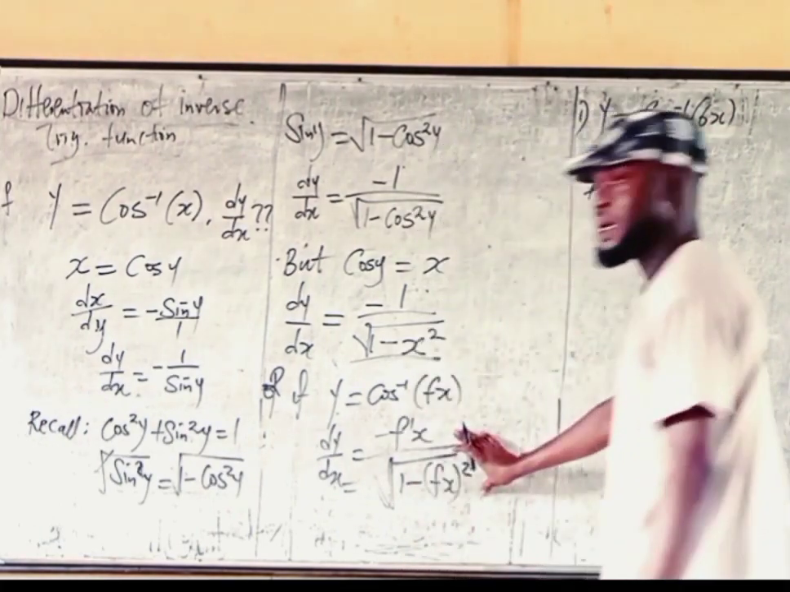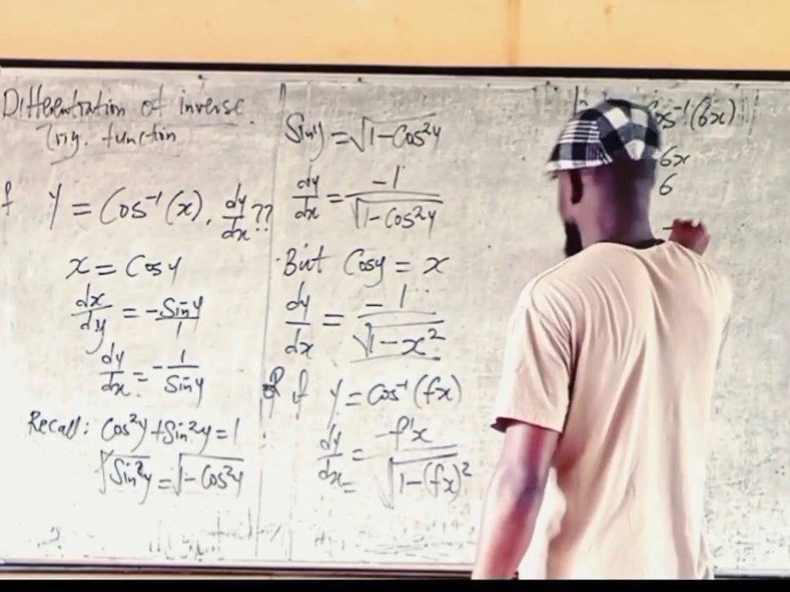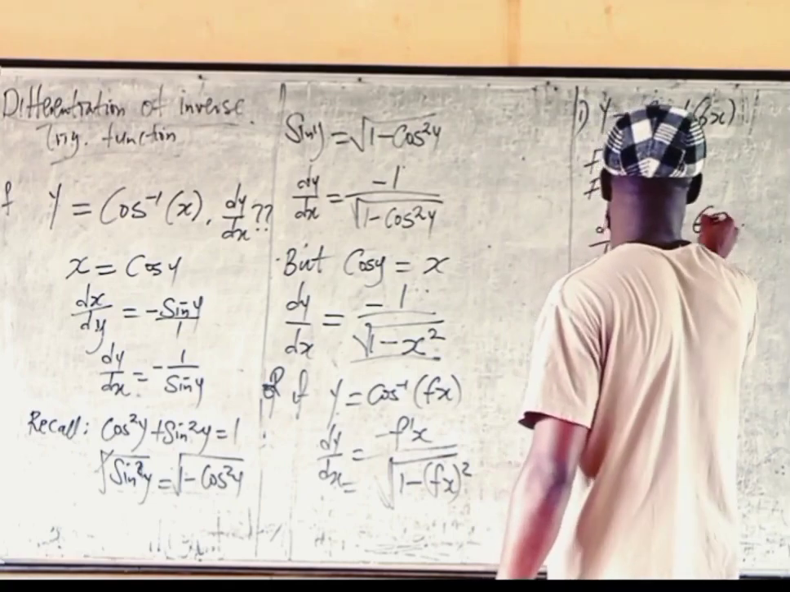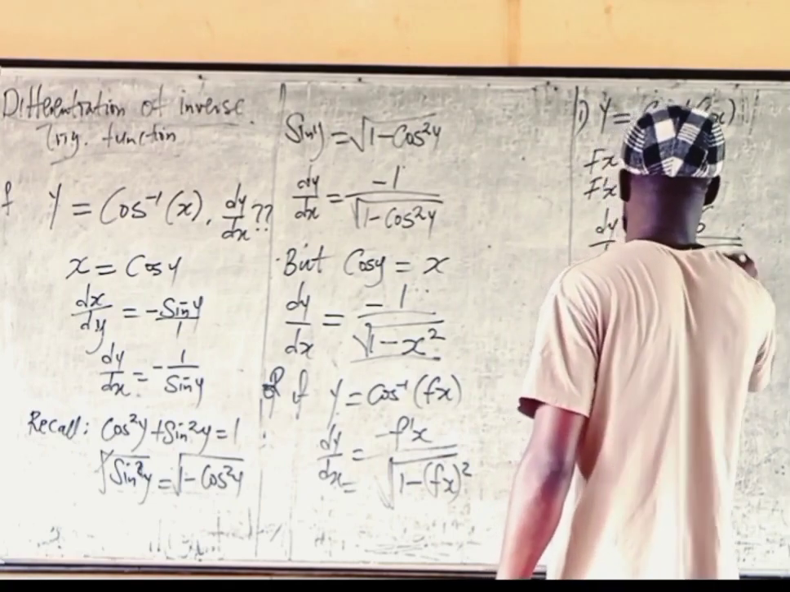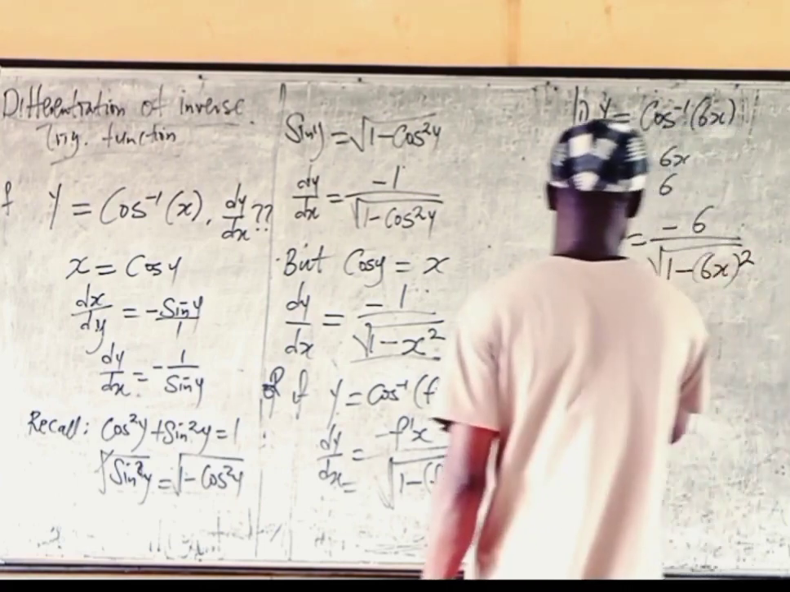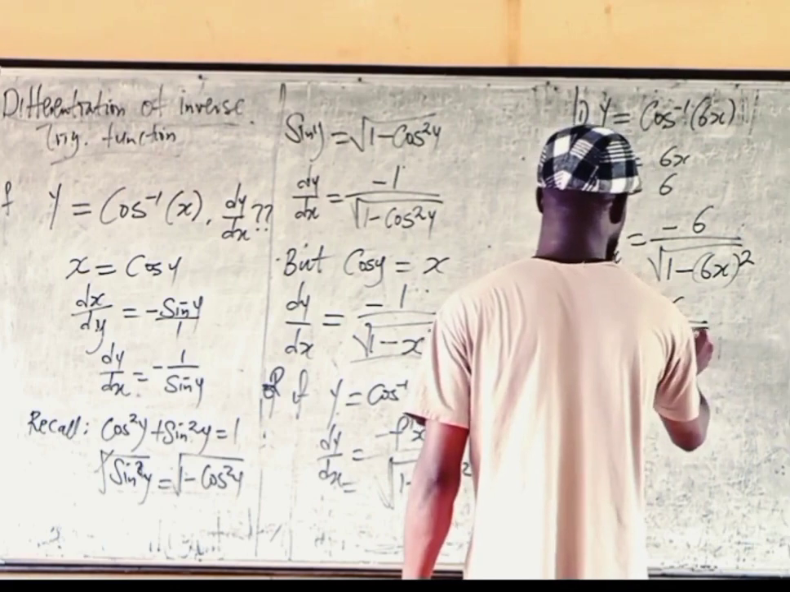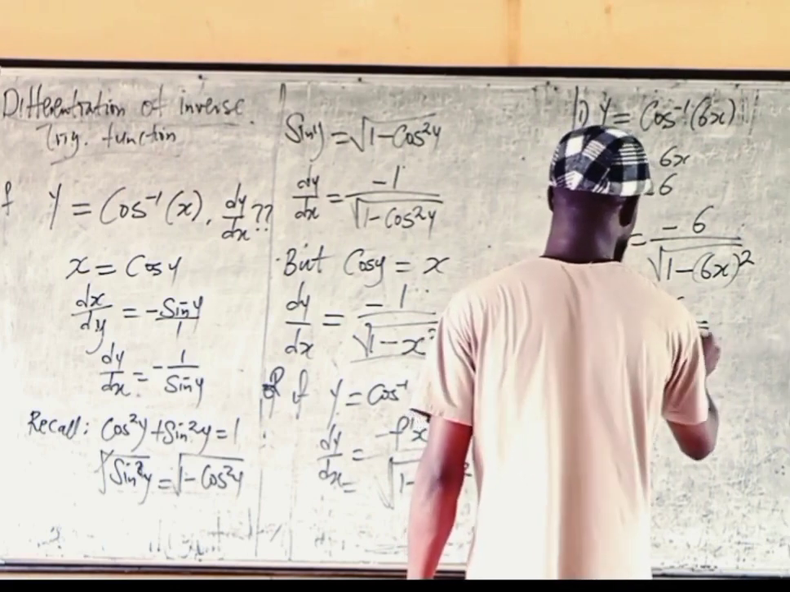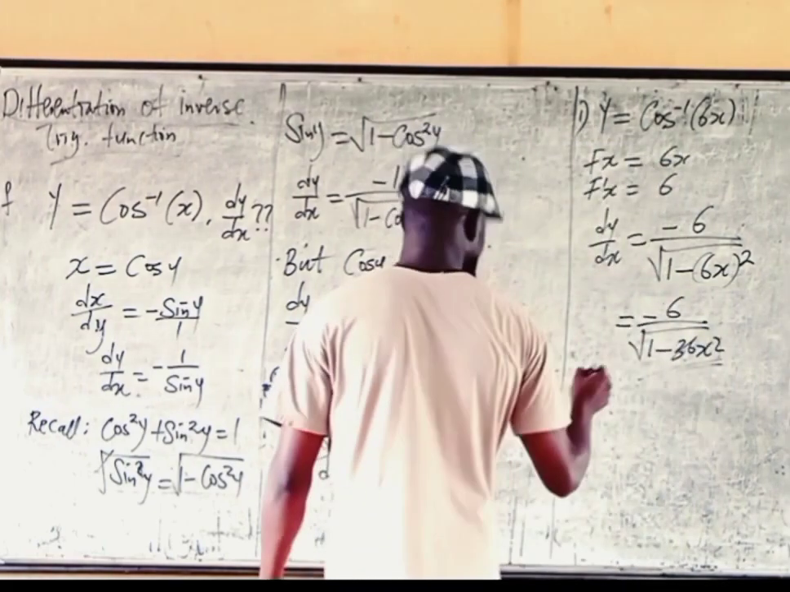So using this formula, the answer, dy over dx, will now be equal to minus 6 over the square root of 1 minus 6x squared. So that will be equal to minus 6 over the square root of 1 minus 36x squared. That's what we want.